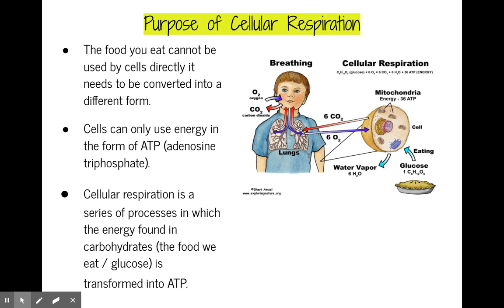So what's the purpose of cellular respiration? The food you eat cannot be used by cells directly. It needs to be converted into a different form, basically a form that your body recognizes. So cells can only use energy in the form of ATP, or adenosine triphosphate. Cellular respiration is a series of processes in which the energy found in carbohydrates, or the food that we eat, such as glucose, is transformed into ATP. And if we look at this illustration here, we see how this student is intaking oxygen. Oxygen then is used by the cell to help form ATP.